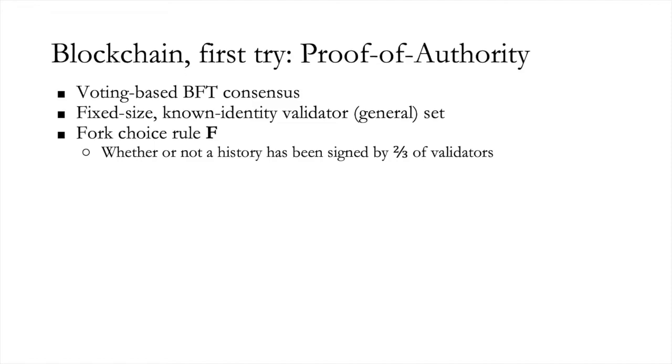So here we must presume that we have some identity primitive. Like I said, there's a way that we can authenticate messages from these generals. Any other general can know that a particular general did or did not sign a message. And we can always ensure that no one can forge messages. Then we simply use the fork choice rule F, as we defined earlier, of whether or not a particular history, particular updated state, or sequence of such updates has been signed by 2/3 of the validators, the generals in this problem. We start calling them validators in a blockchain context.